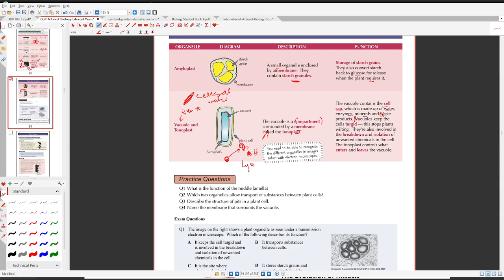The vacuoles keep the cell turgid as it grows, and it pushes the cytoplasm and the cell membrane against the cell wall, so it keeps a turgid pressure. This stops plants from wilting. It keeps them upright, keeps them stable, keeps them strong. It's involved in the breakdown and isolation of unwanted chemicals in the cell.